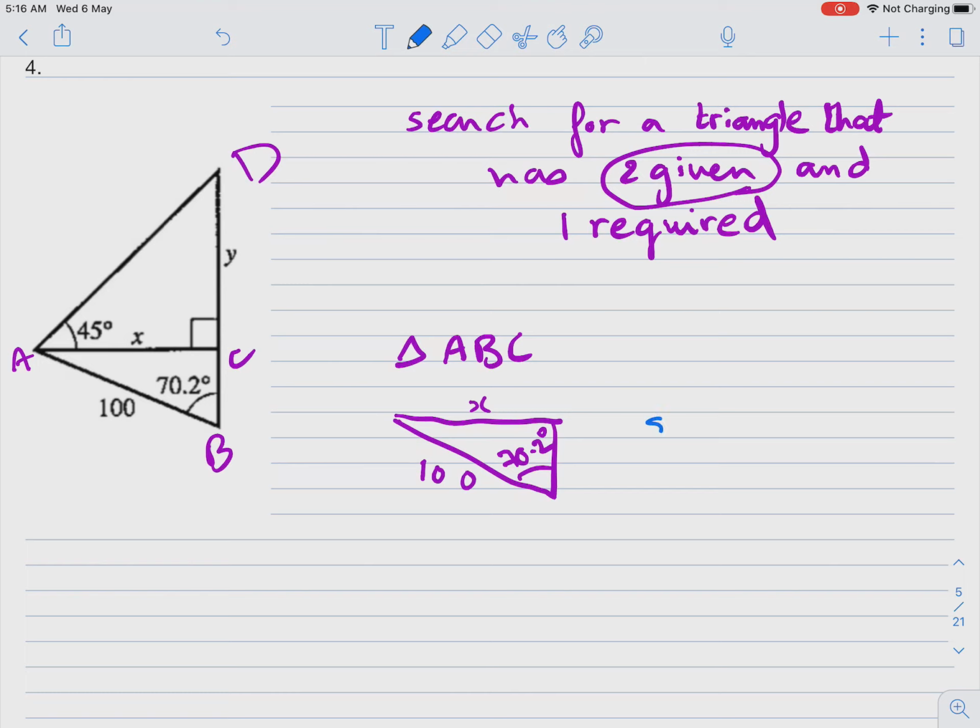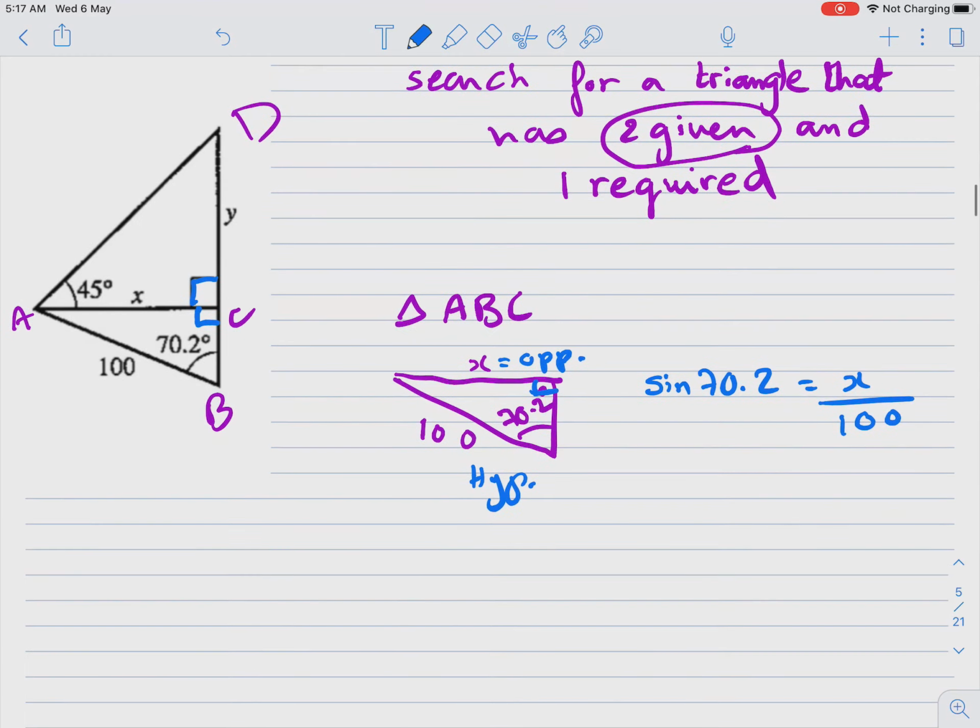I will say sine 70.2 is equal to opposite, which is x, over 100. Again, the x is the opposite, the 100 is the hypotenuse. How did I know? Because this is 90 degrees, and since this is a straight line, of course this is 90 degrees. So sine 70.2 is equal to x over 100.